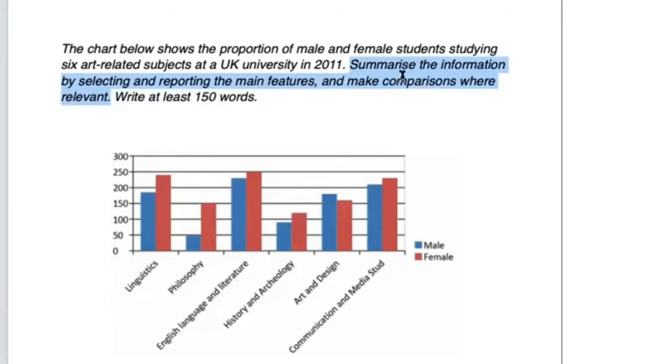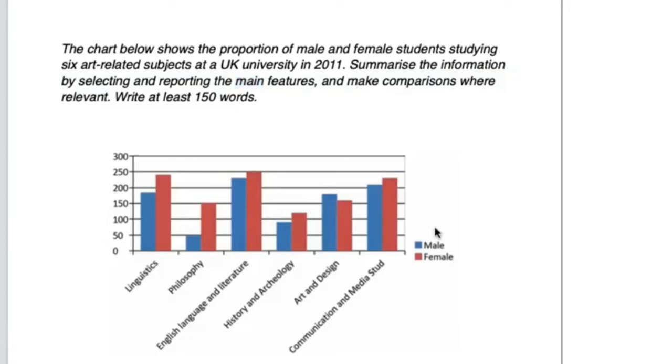So you have to summarize the information here by selecting and reporting the main features. Not all of the features, the main features. This is a big thing that students usually don't really pay attention to. So you don't want to write about everything. Remember, you only have 150 words as a minimum to write this. So you want to report the main features and make comparisons where relevant.